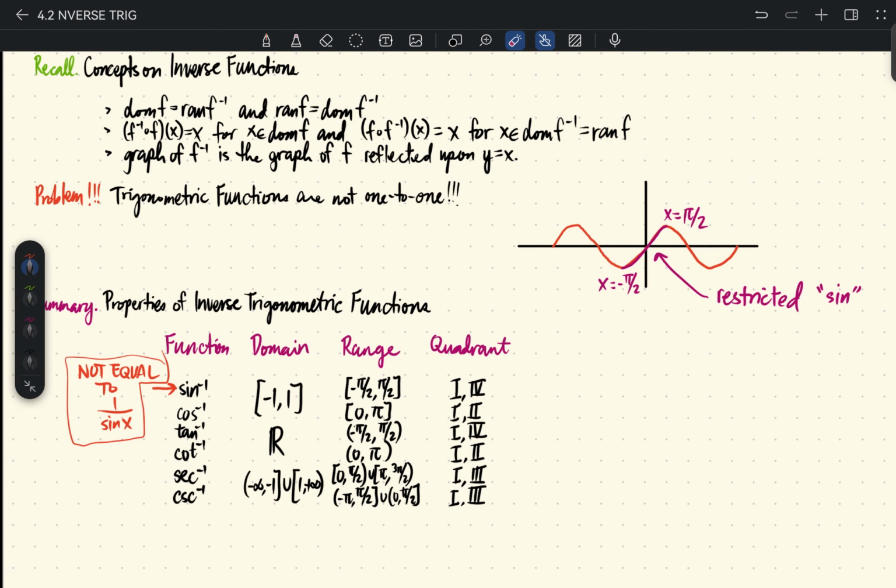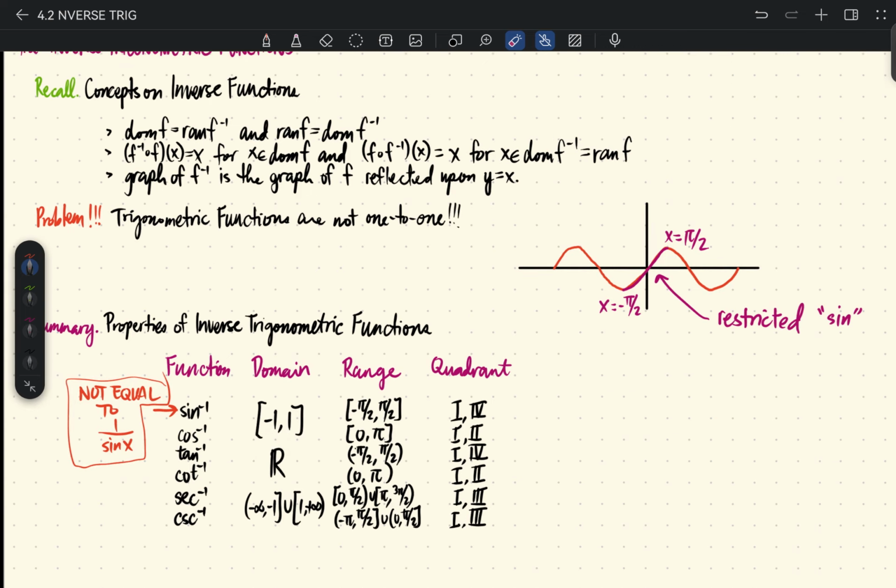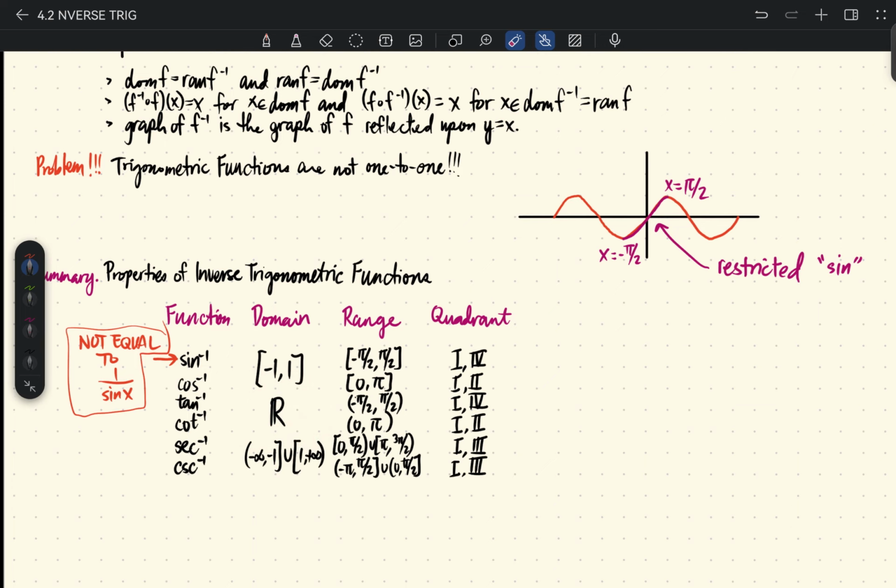First, for sine and cosine inverse, their domain is the closed interval, -1 to 1. So if you will recall, the domain of the inverse function is the range of the original function. For tangent inverse and cotangent inverse, your domain is R. And for secant inverse and cosecant inverse, the domain is -infinity to -1, including -1, union +1 to positive infinity.